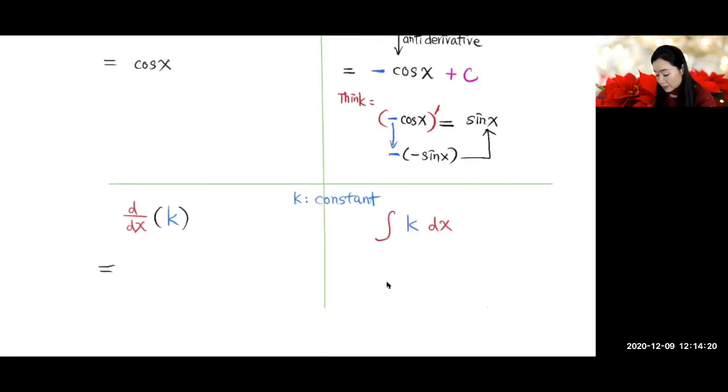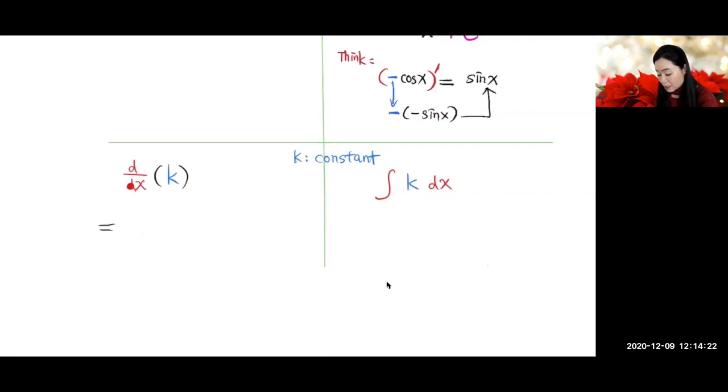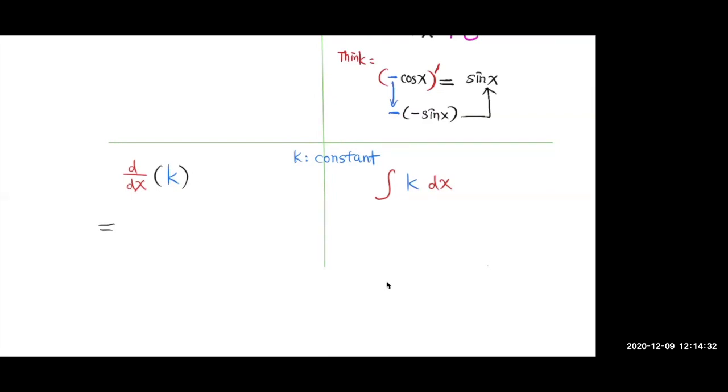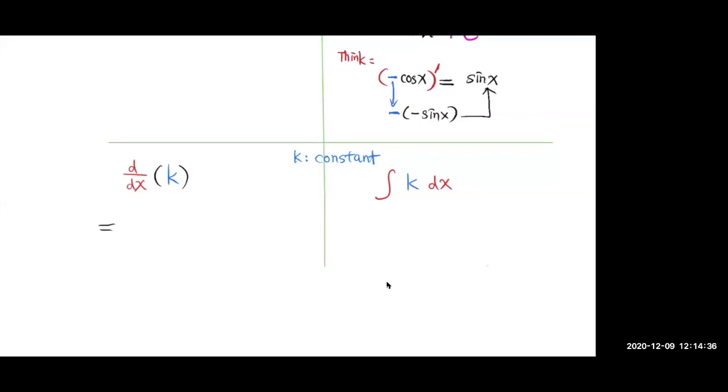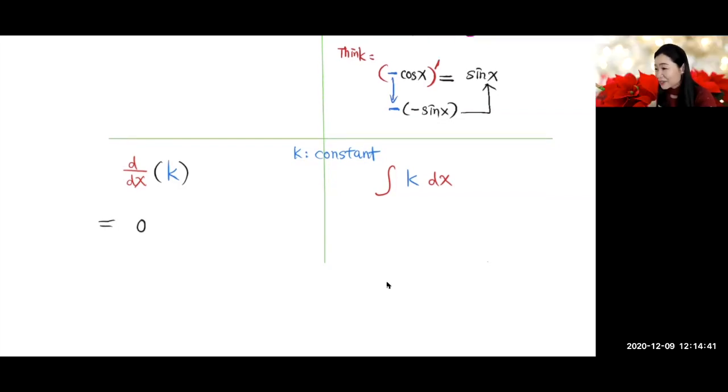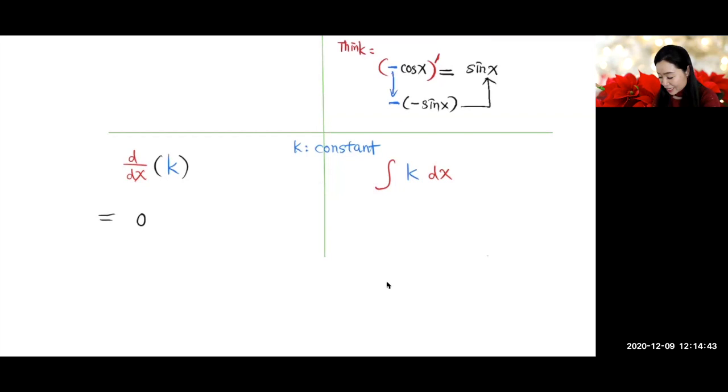Last one. What happens when you differentiate a constant k? K here is a constant. What do you get? Hold on, 0. You get 0. That was an easy one. Sometimes the easy one is the one where it's easy to make a mistake.